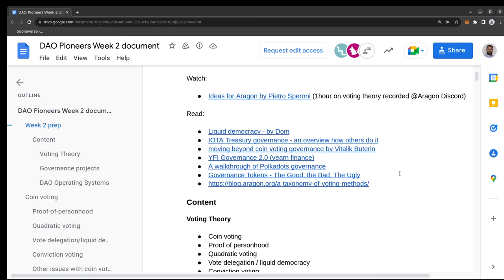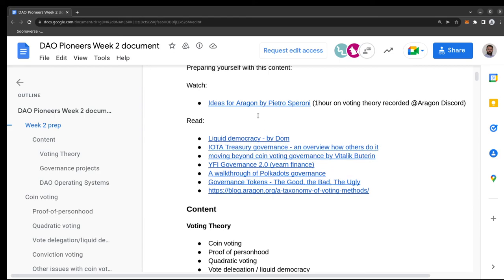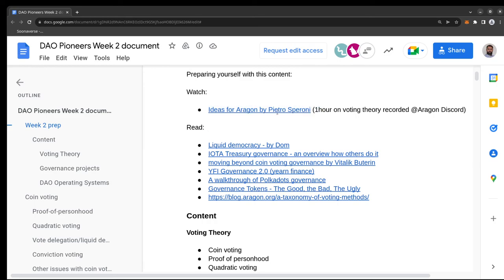All right, so far about for today, I'd say we have skimmed through the video without watching it: Ideas for Argon in voting theories by Pietro Speroni. Again, I absolutely invite you to watch it thoroughly, because it is really interesting how all this theory works. We looked at the article by Vitalik about moving beyond coin voting. This is also important for your DAO to decide how to do that, if it's about the NFTs that they bought, the contributions that they bring, or the participation to the team, to the group, and the power that they should have, and so on and so forth.